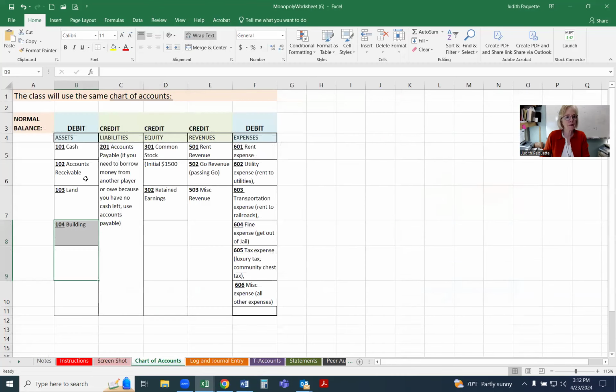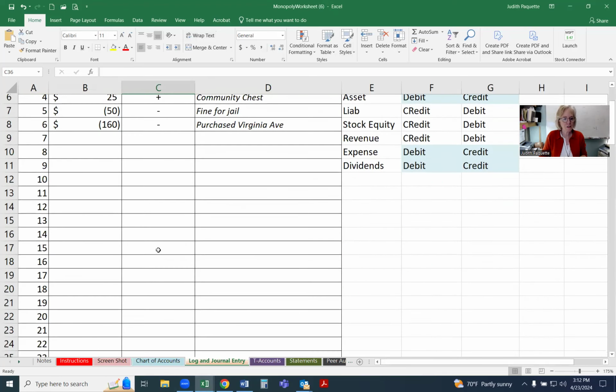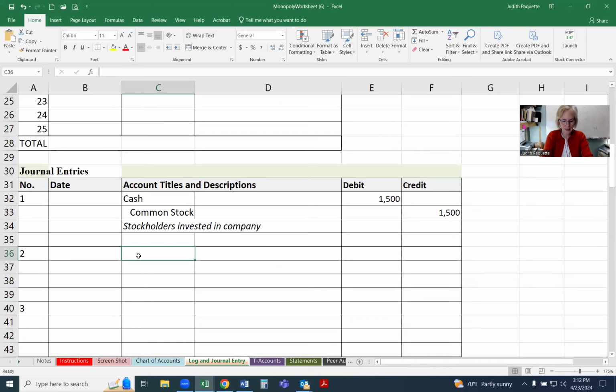So let's look at the chart of accounts. We increase cash with a debit. We decrease cash with a credit. What did we buy? We bought Kentucky Avenue. And what category is that here? Land. So did land go up? Did land go down? Up. So we increased land with a debit, okay? So for this transaction, we would list land first because that's the account we're debiting, and cash went down, so we're crediting it.